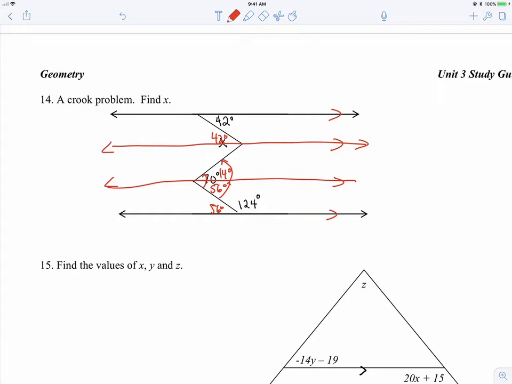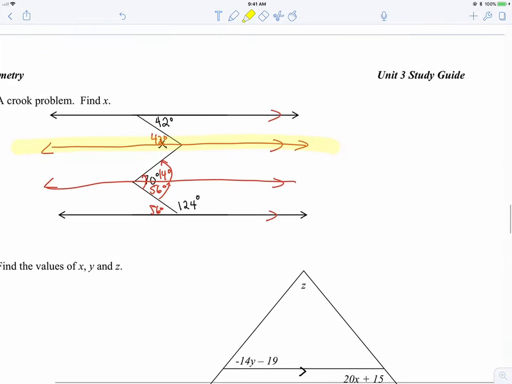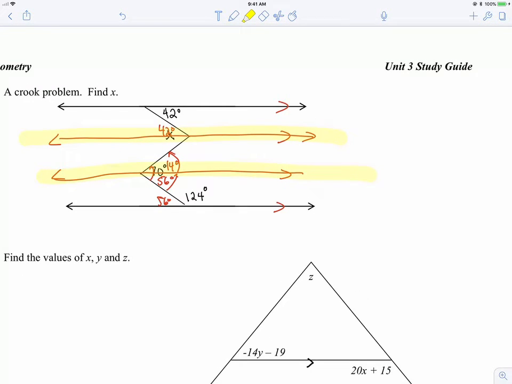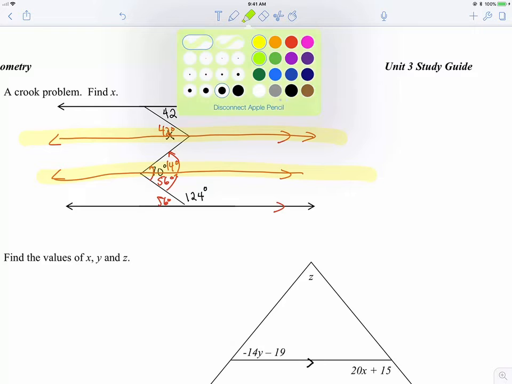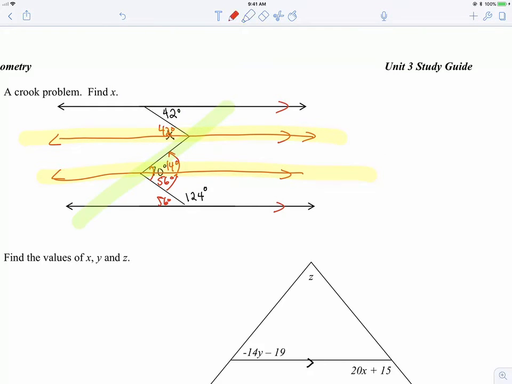So then I'm just looking in here at these parallel lines cut by the transversal this way, that if this one is 14, then the alternate interior here is 14 degrees. So now I know x is the 42 plus this 14. So x is the 42 plus the 14. I get x equals 56.